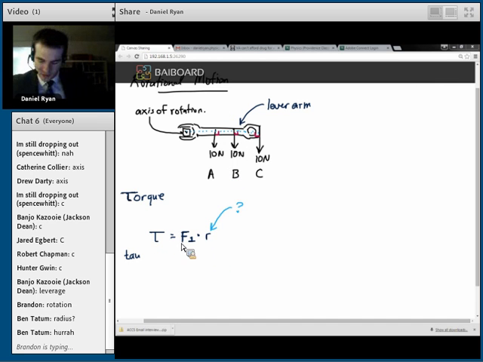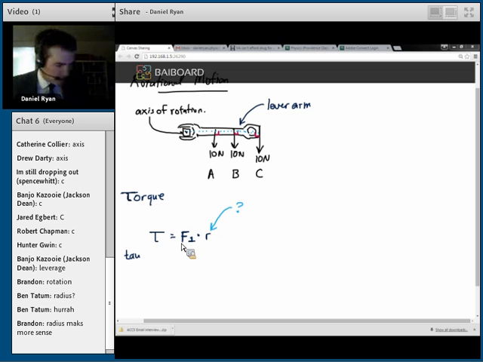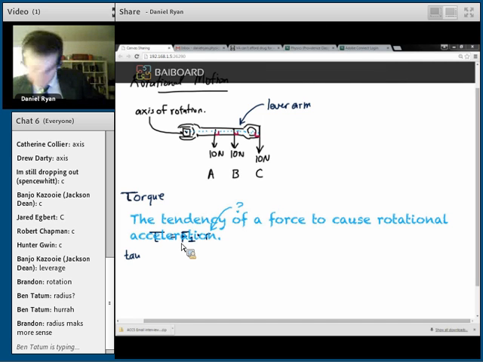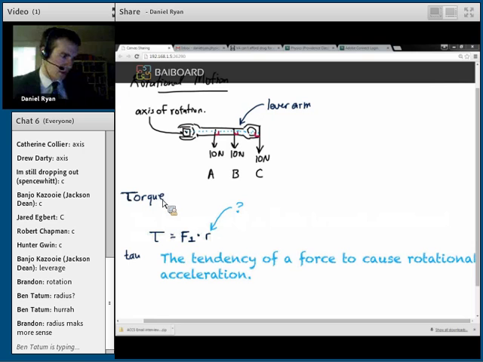So this is your equation, and I'm going to give you the definition, but the definition is really just a statement of the equation. The definition of torque is the tendency of a force to cause rotational acceleration, period. Here's your definition of torque: the tendency of a force to cause rotational acceleration.